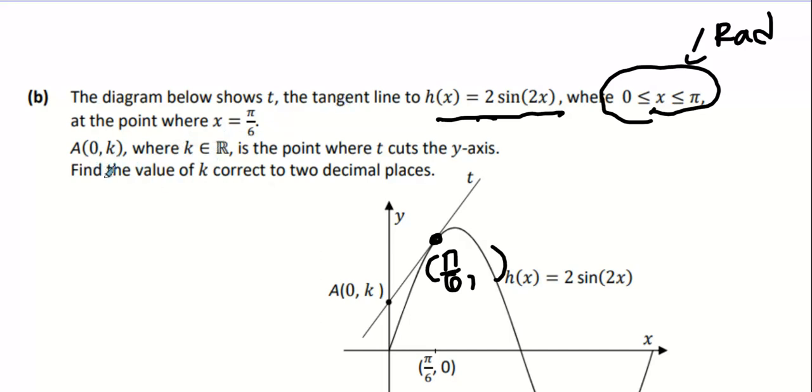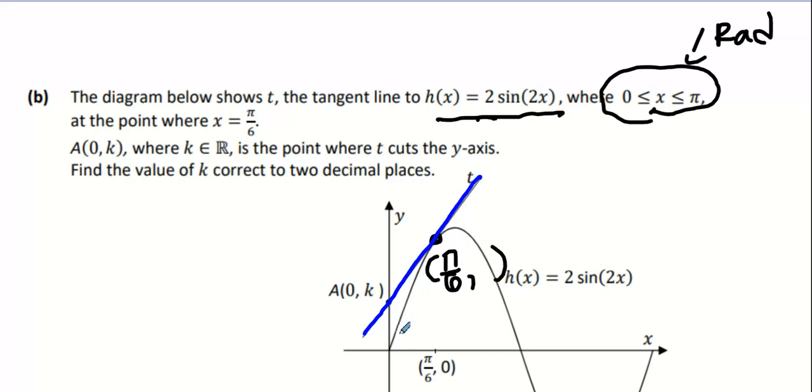Now A is (0, k), which is this one here. k is an element of R, is where it cuts the y-axis. Find the value of k correct to 2 decimal places. Basically, find where the tangent line hits the y-axis is the question.